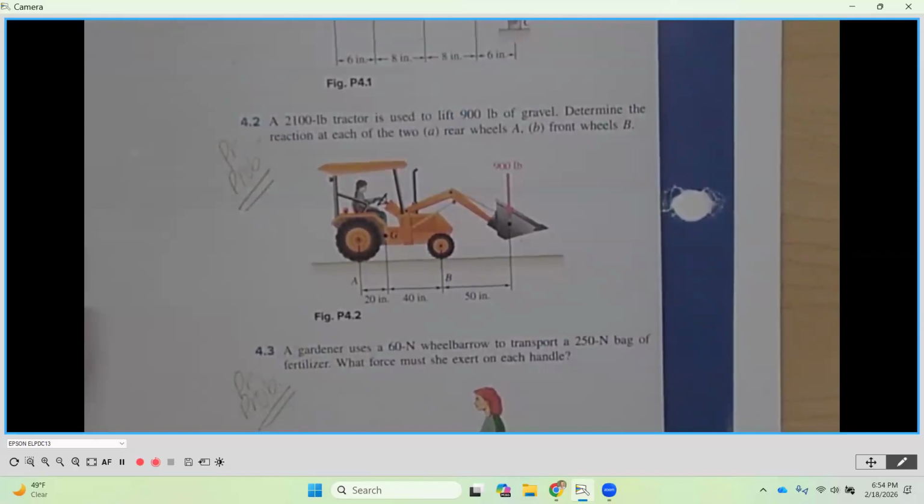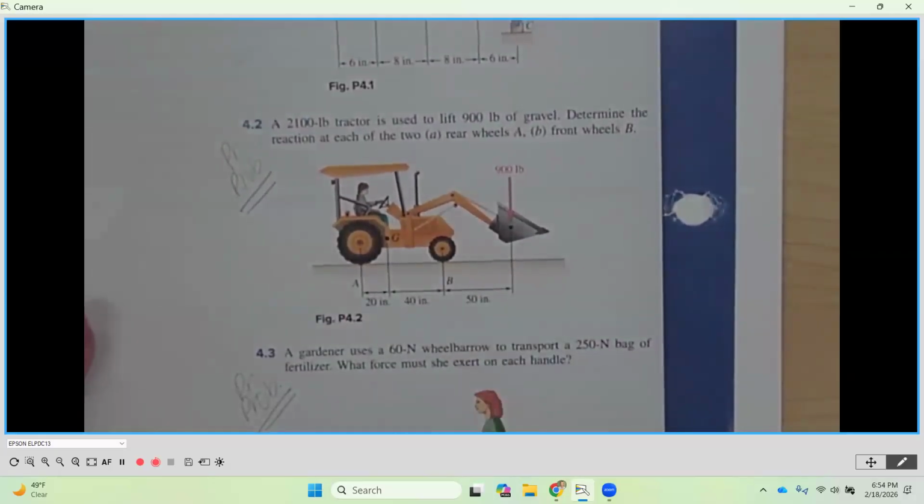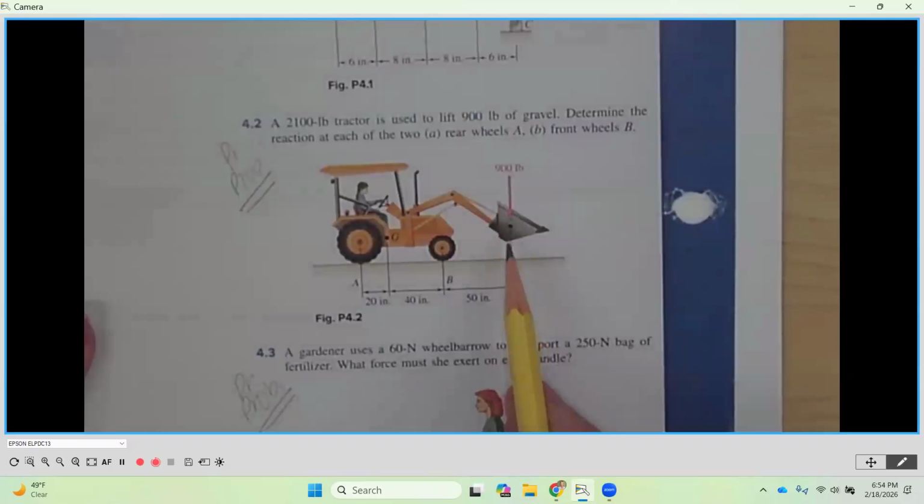So we're going to draw a free body diagram here. Remember, free body diagrams are simplified versions and they usually don't even look like the actual item. So we're not going to draw a tractor. We're going to draw a simple horizontal line, starting at A, going through B, and then extending to where the force of 900 pounds is coming down.